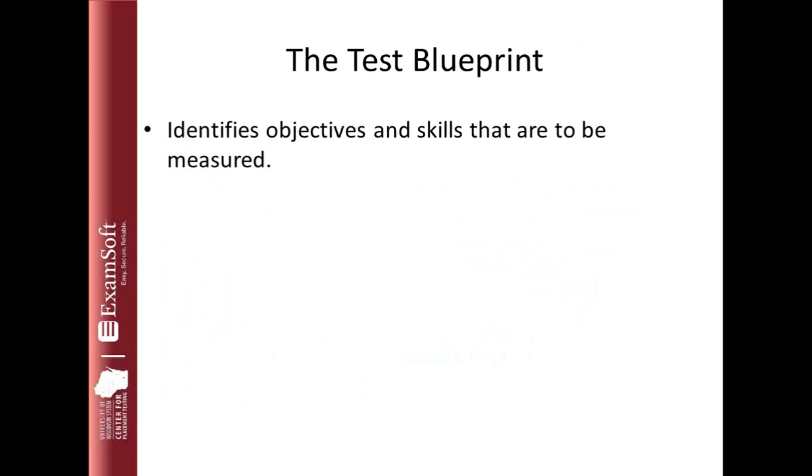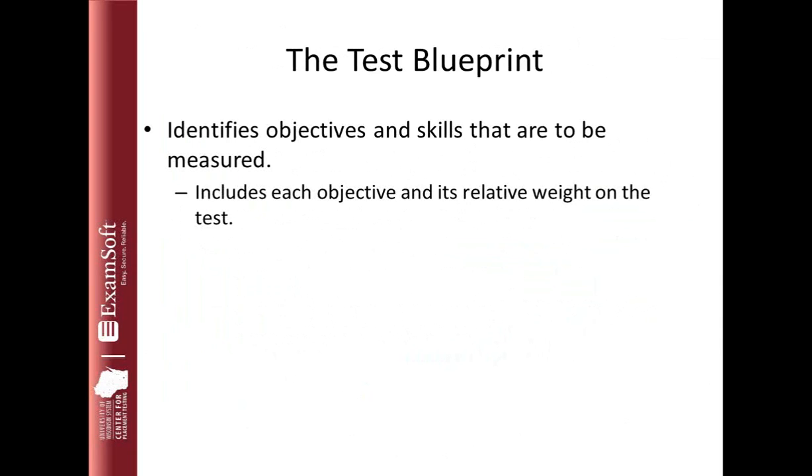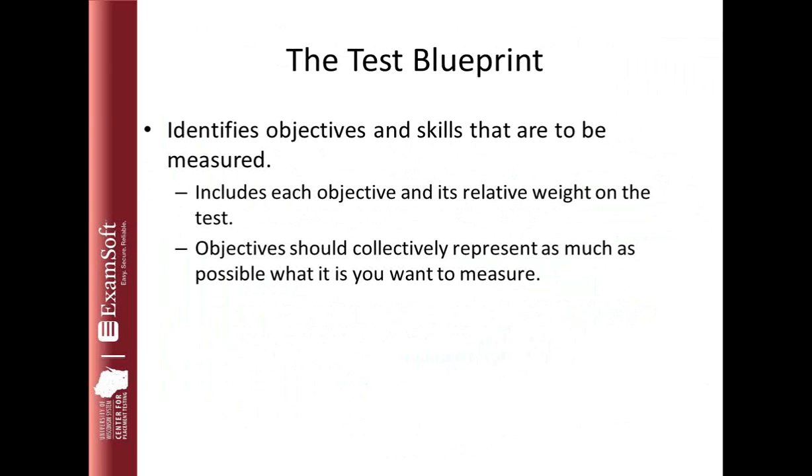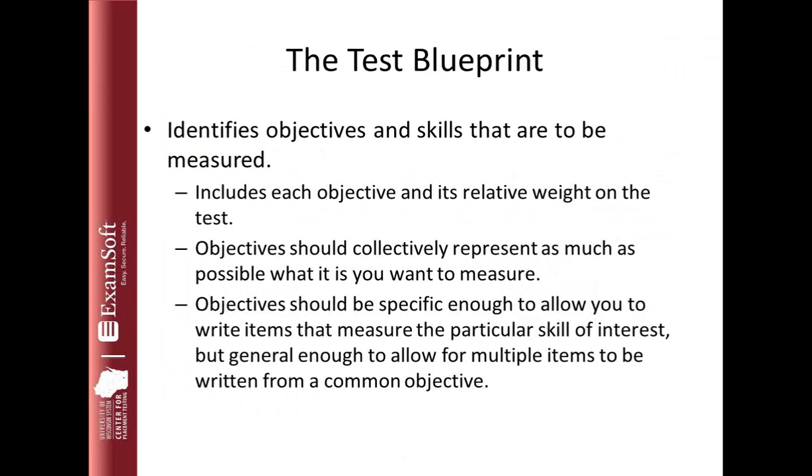Okay, so some of you may have already heard this before, but how we do this is with a test blueprint. And the blueprint is going to identify our course objectives and the skills that we want to measure. It will include each of these objectives and its relative weight on the test. We want our objectives to represent as much as possible what it is that you want to measure on your test. I think we want them to be specific enough that we can write items that measure that actual skill or objective, but general enough that we can write more than one item.